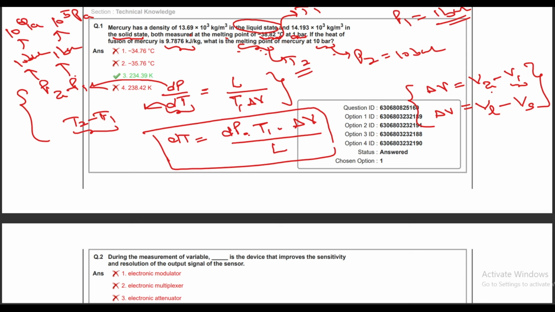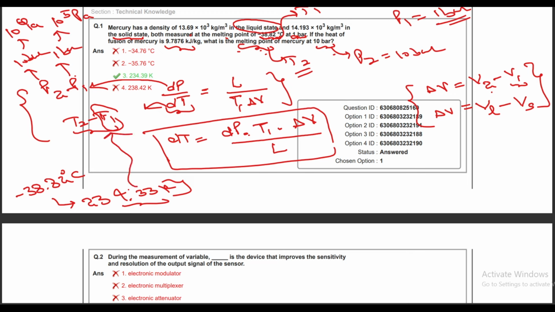Now temperature is T2 minus T1. T1 temperature is minus 38.82 degrees. So first of all convert degree Celsius into Kelvin. When you convert this, minus 38.82 degrees Celsius will become 234.33 Kelvin. Okay, so you can solve easily. So this is your value of T1.